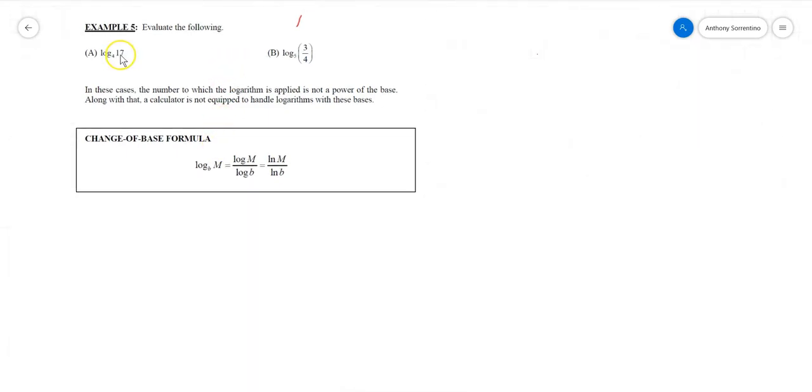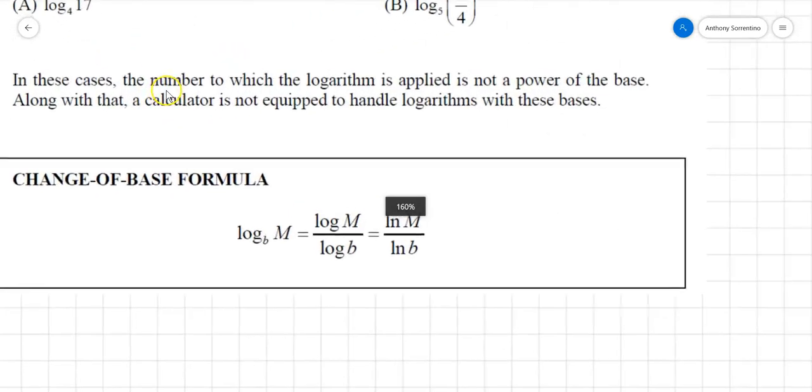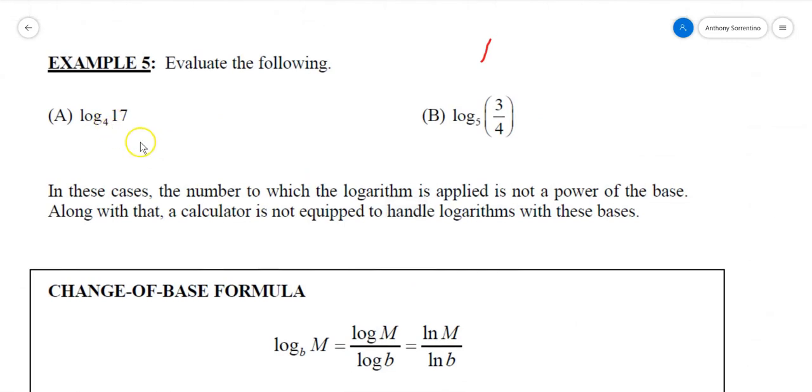Now, when you get to these questions down here, obviously it's a little bit of a problem. Let's zoom in a little bit here. 17 is not a perfect power of 4. 3/4 is not an integer power of 5. There's nothing I can raise 5 to that comes to be 0.75. What do I do with these cases?